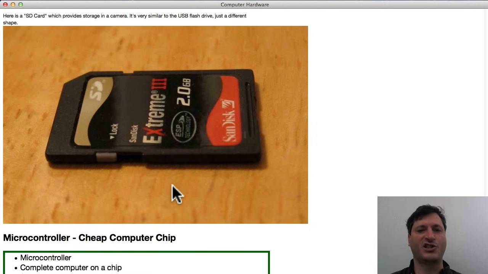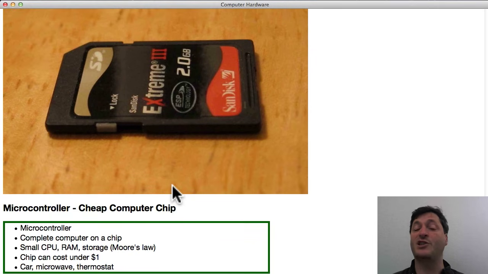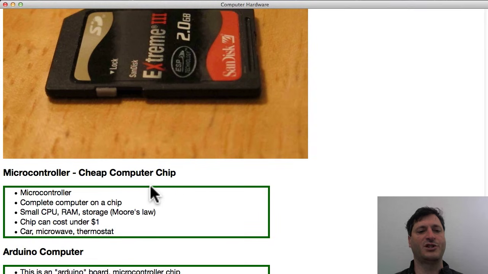So as a last example, looking at that big computer, one of the effects of Moore's law is that you get these cheap little computers that can sort of fit into different places. So a little computer on a chip is known as a microcontroller. And the idea is that instead of having all these separate chips, you can fit the CPU, the RAM, and the persistent storage all onto one chip. And it's not going to have a lot of power, but it's going to be cheap. And Moore's law has made that possible.